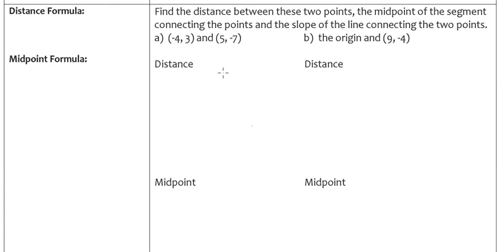All right, so here we are, the bottom section on page 2 on your 1.1 through 1.4 notes. And lots of work to do here on this one. We're looking for the distance between the 2 points, so we've got to find distance first off, the midpoint of the segment connecting the 2 points, and the slope of the line connecting the 2 points. So there's 3 things to find.